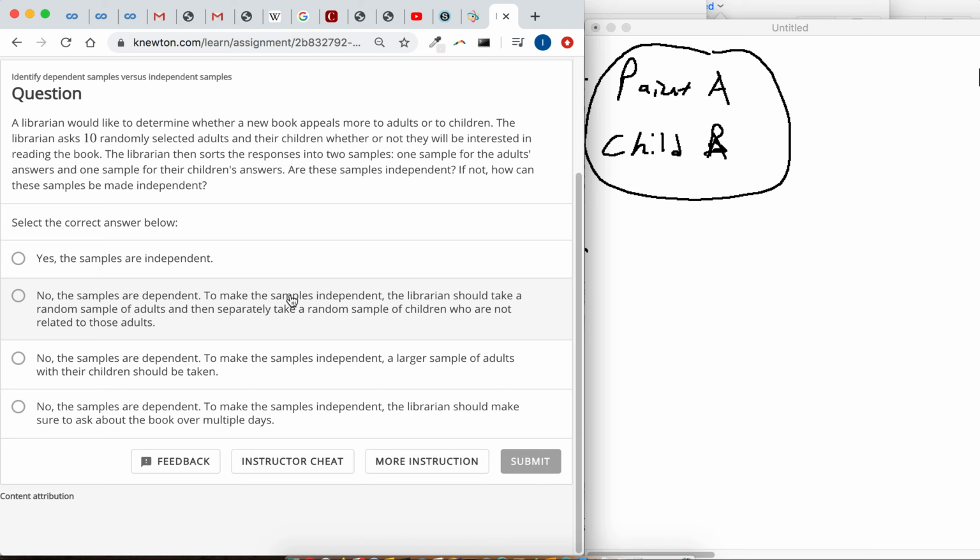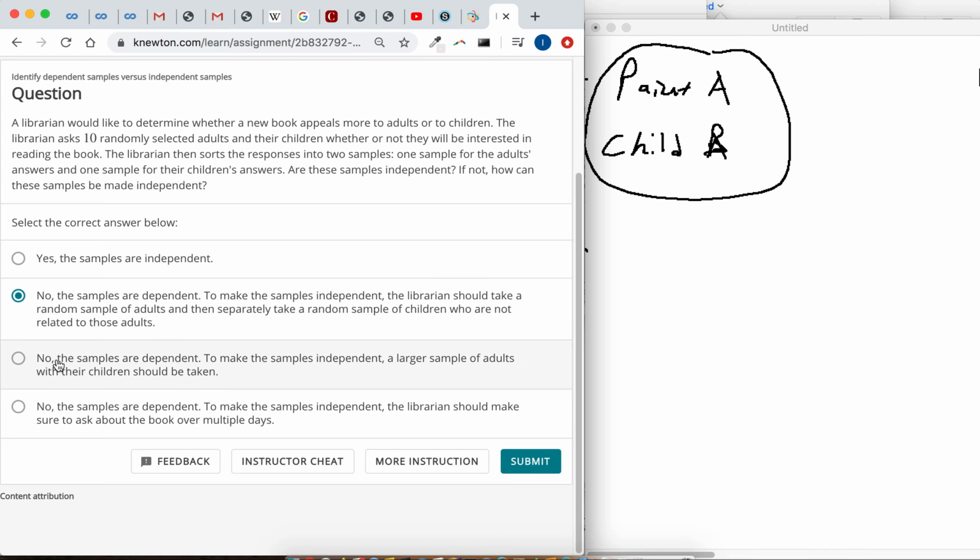To make the samples independent, the librarian should take a random sample of adults and then separately take a random sample of children who are not related to those adults. That would help, okay? Because then it really depends on what you're trying to study. Maybe you do want to do a dependent sample study to see if parents and children have related tastes in books. But if we're trying to do an independent study, the children and the parents shouldn't be related to each other. They shouldn't be dependent on one another.